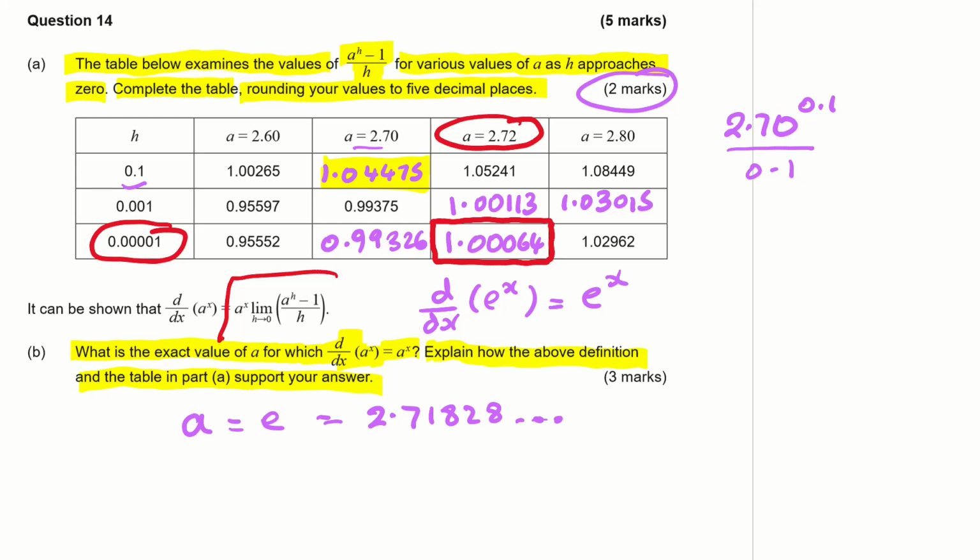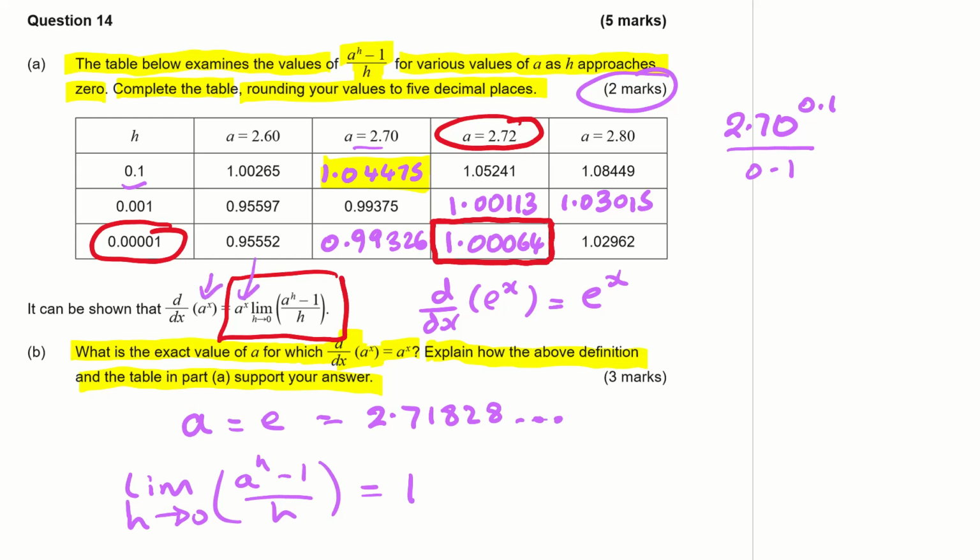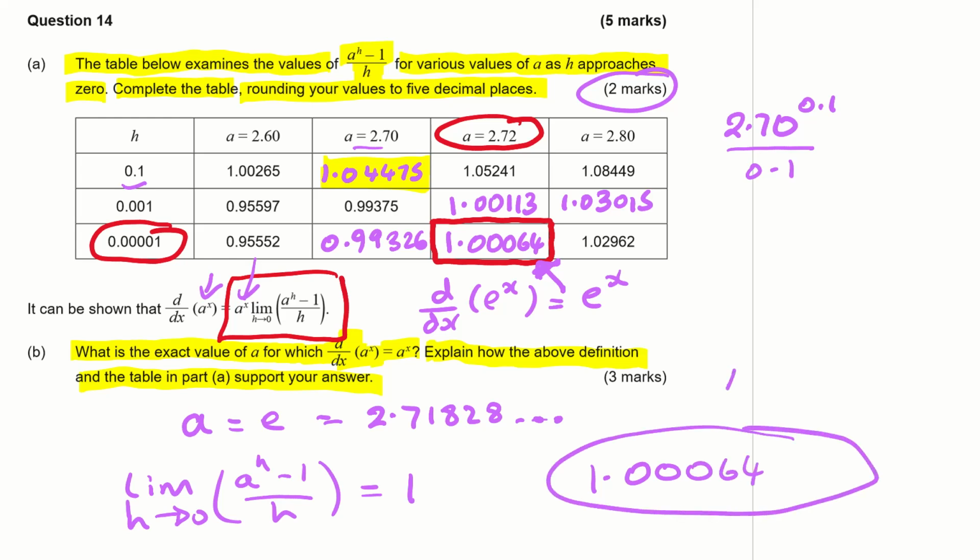And if we look at this, what we're after is where the limit as h tends to 0 of a^h - 1 over h, we want that to be equal to 1, and then d/dx of a^x is equal to a^x. The fact that this value here, when we're closest to e, is 1.00064 really shows that we're close to 1 there, and we could infer that if the a was a bit closer to this value and the h was smaller, this would be closer to 1.